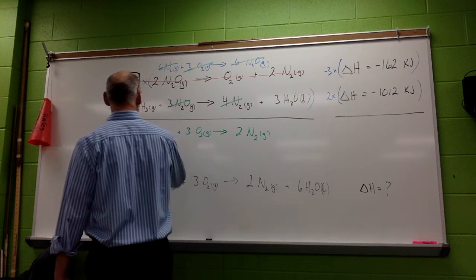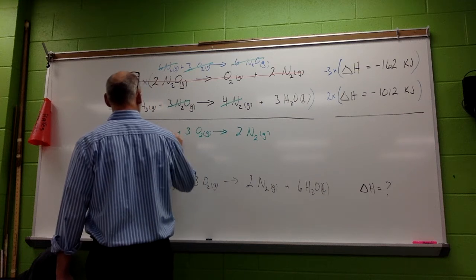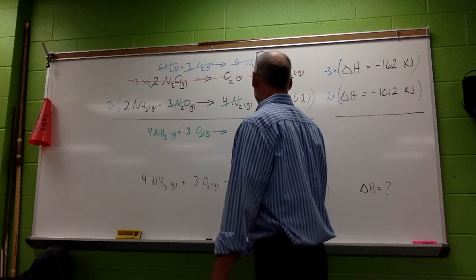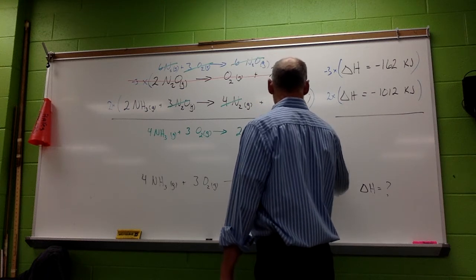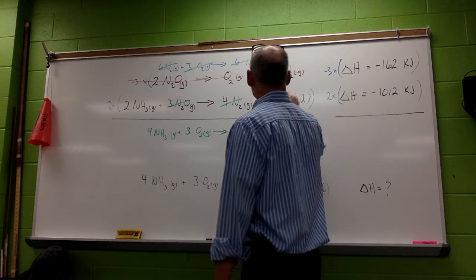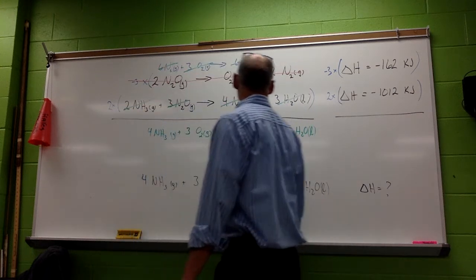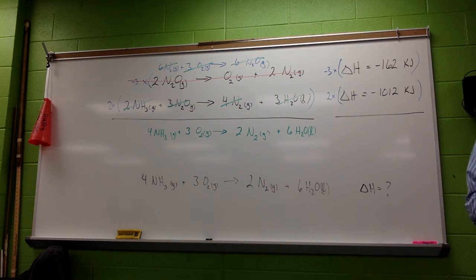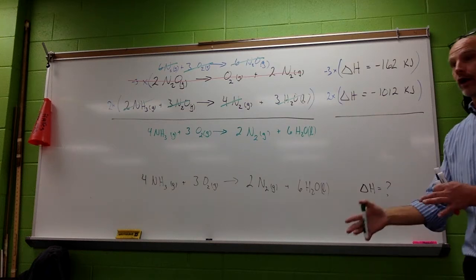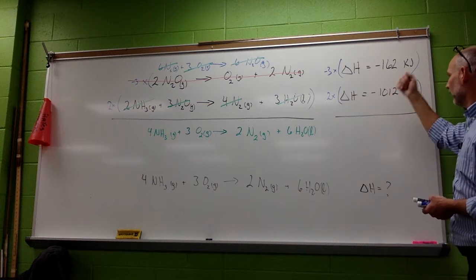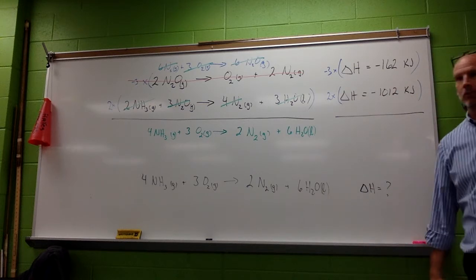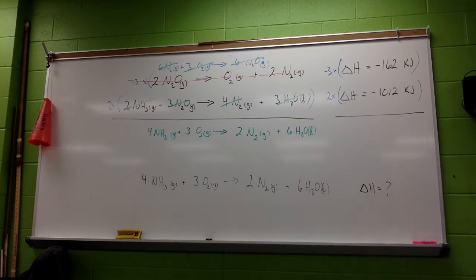So now we've got 4 ammonias and 6 H2Os. Everyone hunky-dory? So we have the target reaction, so we manipulated our equations correctly, and now we just have to do the enthalpies. So we multiply this one by -3, we multiply this one by 2, whatever the math comes out to be.